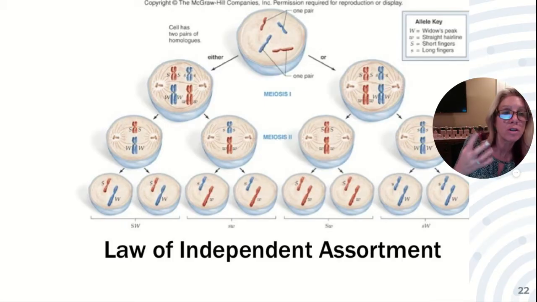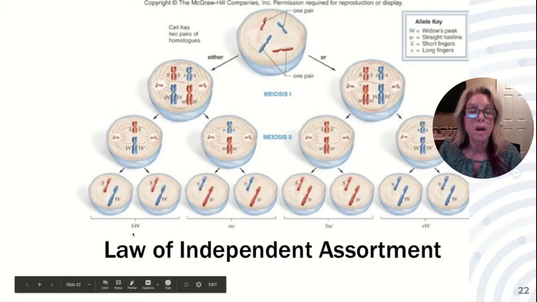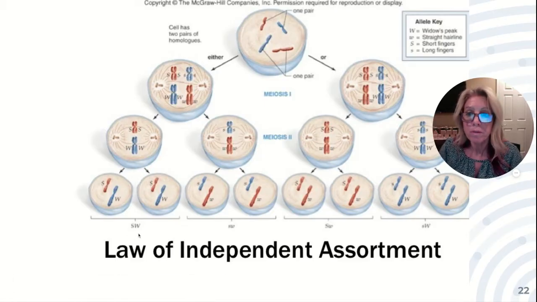What are the odds that you're going to inherit them together? So a widow's peak is dominant over a straight hairline, and short fingers are dominant over long fingers. So if you have these 4 chromosomes right here, if they line up this way, you could get widow's peak and short fingers, or you could get straight hairline with the straight hairline with the short fingers. So you have 4 different options.